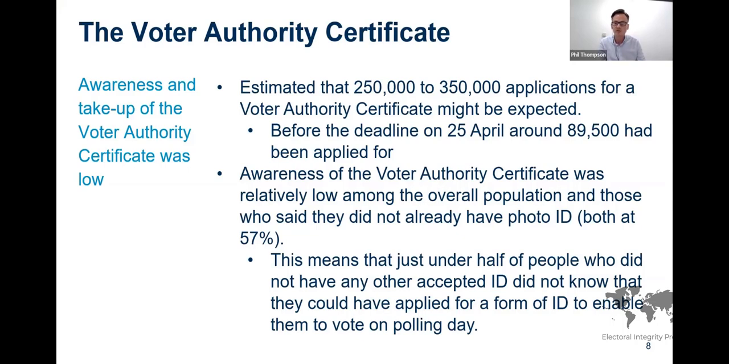So in both cases, 57% in our survey of people were aware that you could apply for one of these ID types. And that, as we say in the slide, just basically means that just under half of people who didn't have any ID also didn't know they could have got something that would have let them vote on polling day. And if we're trying to look at why that overall proportion of maybe 4% weren't able to vote, I think this is certainly one of the pieces of evidence about who those people might be.